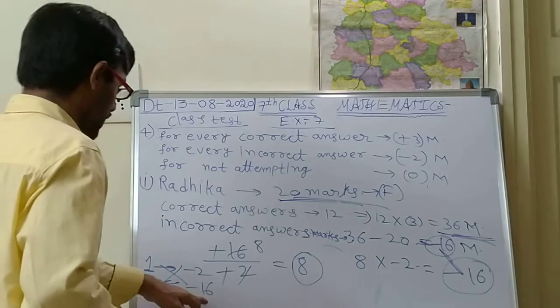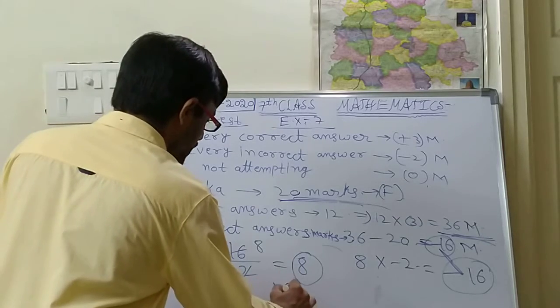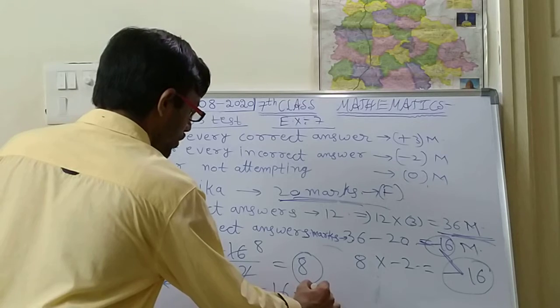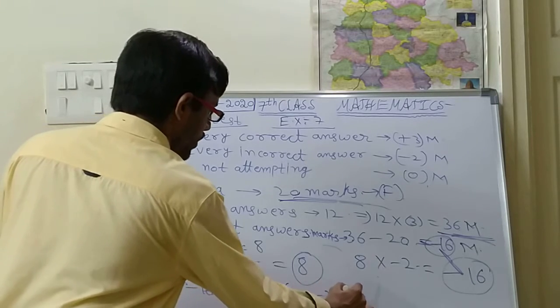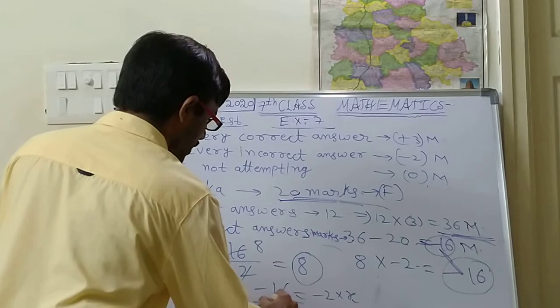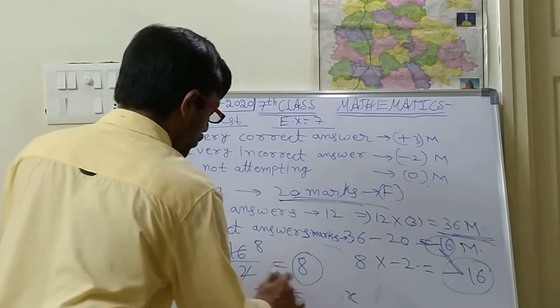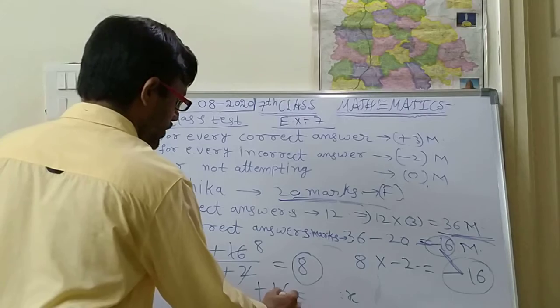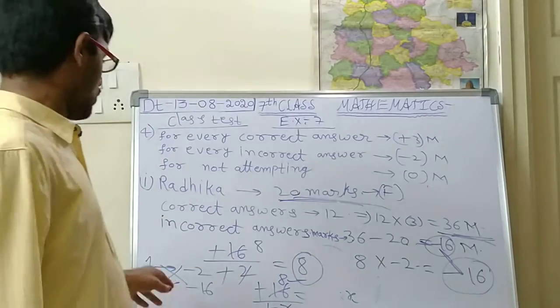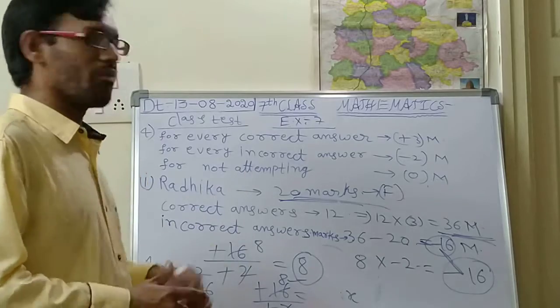So cross multiply. Minus 16 into 1 equals x into minus 2. So minus 2 you send to this side. So minus 16 by minus 2. Minus minus will get cancelled. 2 ones are 2, 2 8s are 16. So 8 is tallied with 8. Like this you have to do this problem.